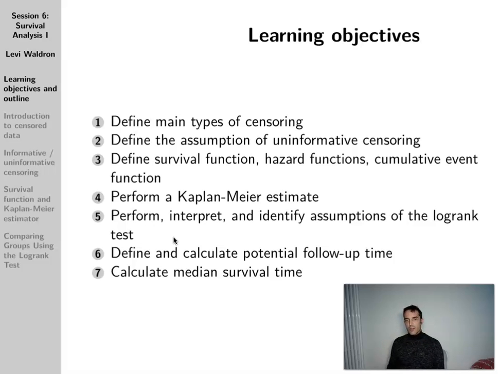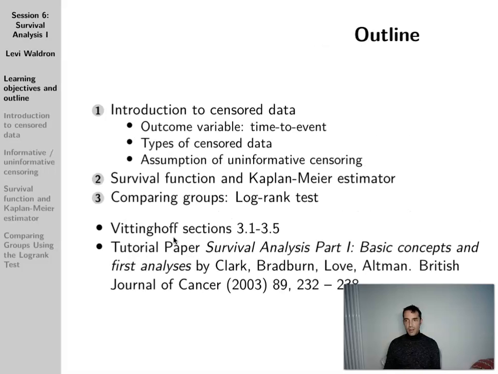So at the end of today you should be able to define the main types of censoring and what censoring is, define the assumption of uninformative censoring, define the survival function and the related hazard function and cumulative event function, perform a Kaplan-Meier estimate and interpret it, perform, interpret, and identify the assumptions of the log-rank test, define and calculate potential follow-up time, and finally calculate median survival time. So you're going to learn lots today.